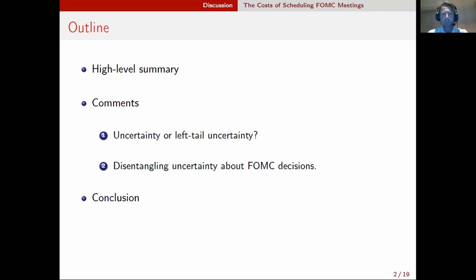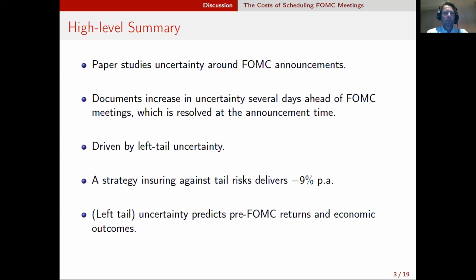I have a second comment with a small suggestion on how to disentangle uncertainty about FOMC decisions, looking at the term structure of options data. Okay, let me start with the high-level summary, though.